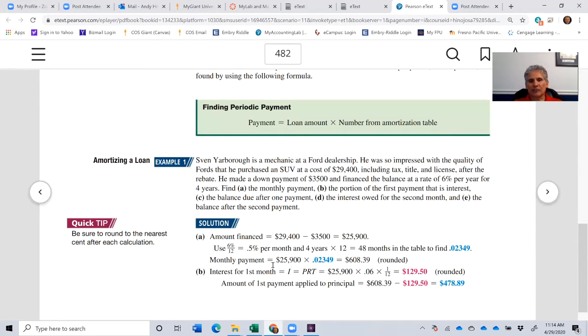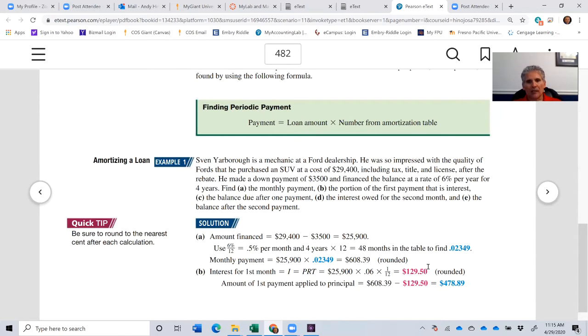And then from here, we're just going to do like the amortization schedule that we had learned to do in a previous example, figuring out each month how much is paid, how much goes towards the interest, and how much goes towards the principal. The interest for the first full month is I equals PRT. We're going to take $25,900, the outstanding balance, multiplied by 0.06, the 6%, times 1/12. That's P, R, and T. If you do that computation, it comes to $129.50.